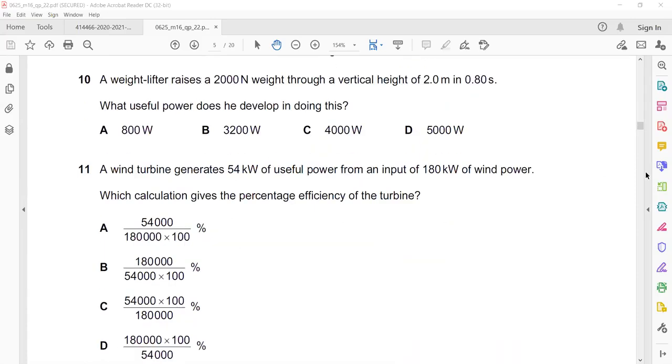Question 10. What could be the right answer for question 10?